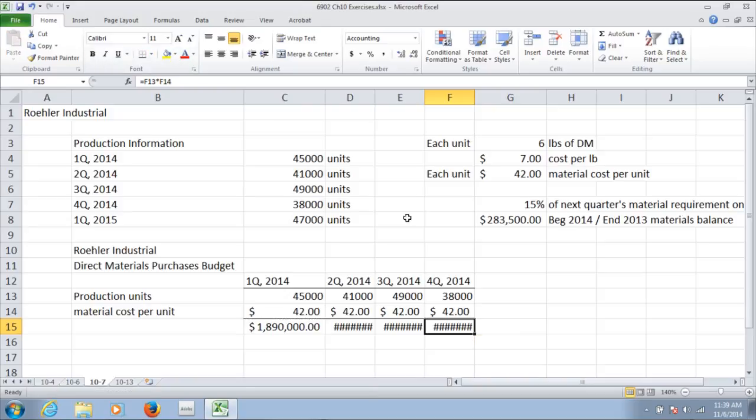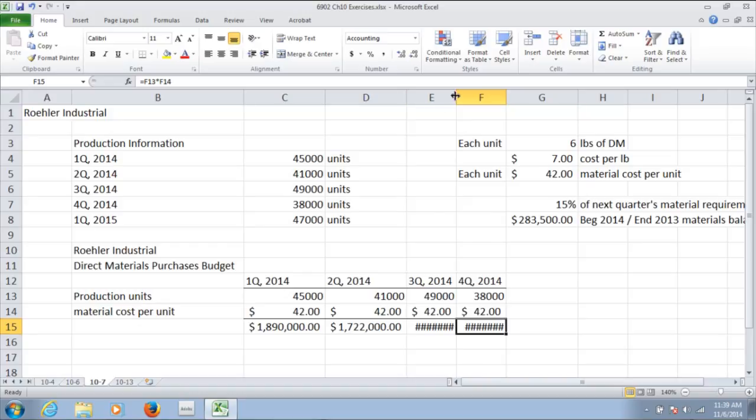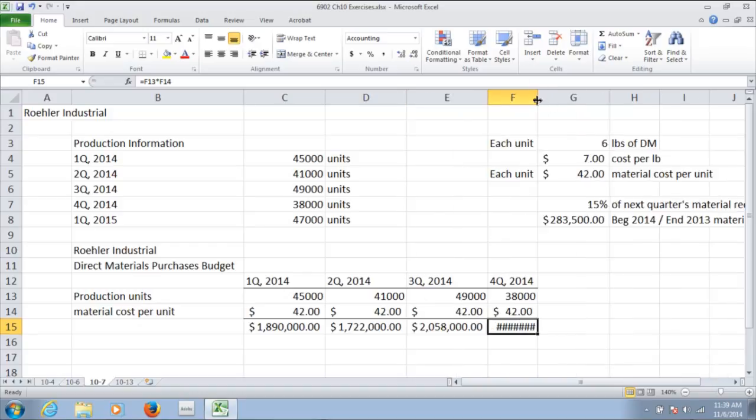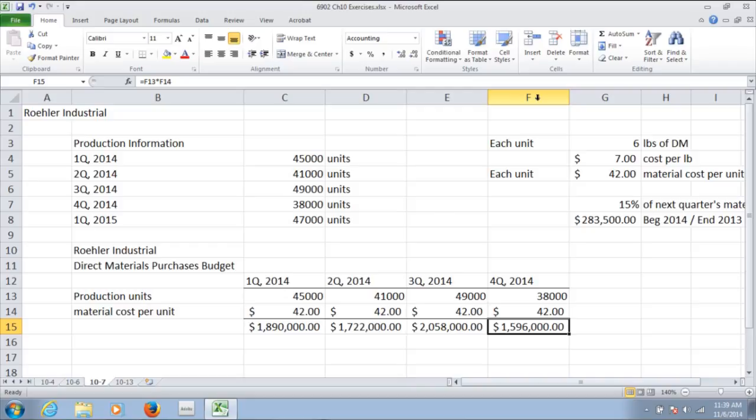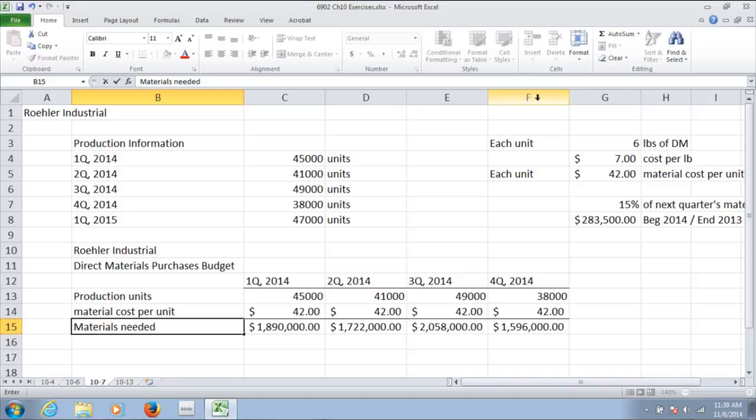And as you know, if you copy it across and the cell's not wide enough, it will give you the pound sign, or what was formerly known as the pound sign. So this then gives us our materials needed for current or for desired production.